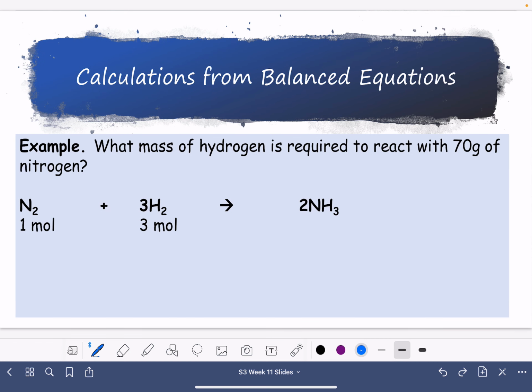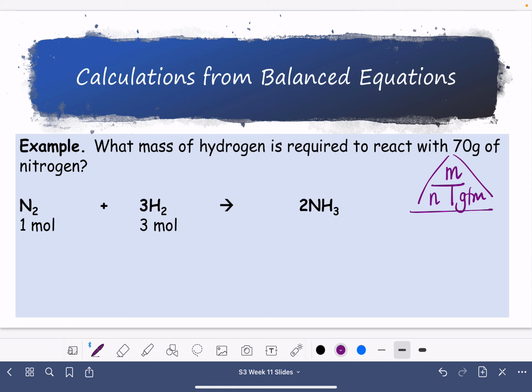What mass of hydrogen is required to react with 70 grams of nitrogen? In all of these examples, I'm going to put this magic triangle over in the corner. So mass at the top, number of moles, and gram formula mass underneath.